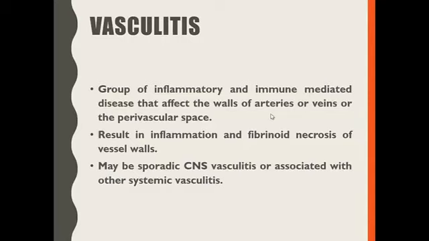The other entity here is vasculitis, which is a group of inflammatory and immune-mediated diseases that affect the wall of arteries, veins, or maybe the perivascular space. Vasculitis results in inflammation and fibrinoid necrosis of the vessel wall. Sometimes it may be specific or sporadic, affecting the CNS vessels only, like for example primary CNS angiitis, or may be associated with other systemic vasculitis, like for example rheumatoid arthritis and systemic lupus erythematosus.